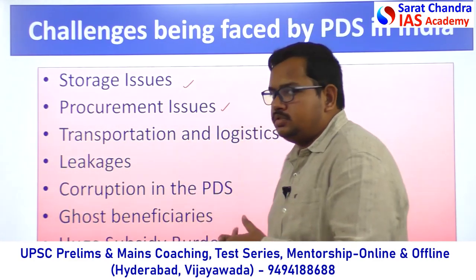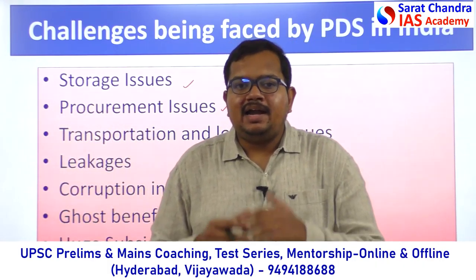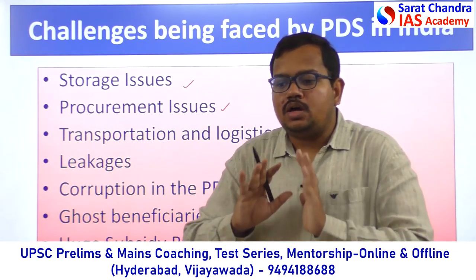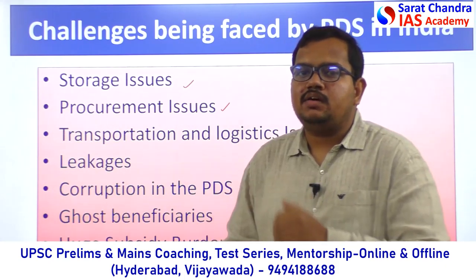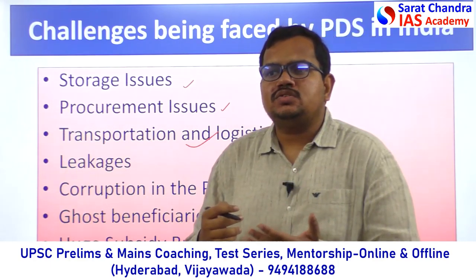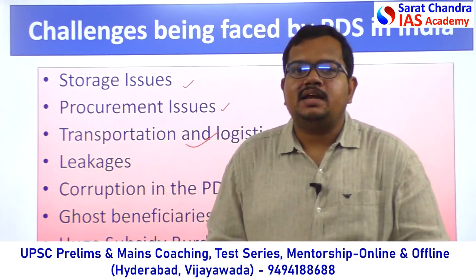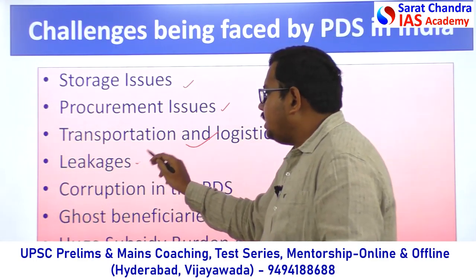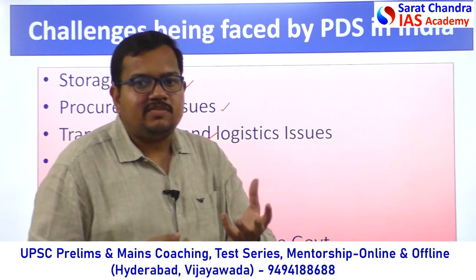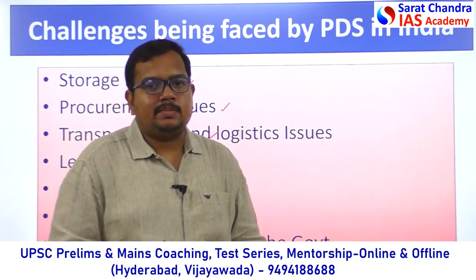And procurement issues. Now, FCI is the organization that is procuring all the food grains that are required for the PDS system. And it doesn't have the required resources to do these operations. So many committees have suggested that FCI should outsource its procurement activities to the state government. Okay? And similarly, transportation and logistic issues. Okay, transportation and logistic issues are faced not only by FCI, but in general in the farming sector. Okay, in the agriculture sector, it is one of the major issues that is being faced. And leakages, not only at the top level, at the lower level also. At the top level, the leakages happen with respect to the officials. At the lower level, at the fair price shops, what we call as ration shops, there also leakages are happening. That is also an issue.